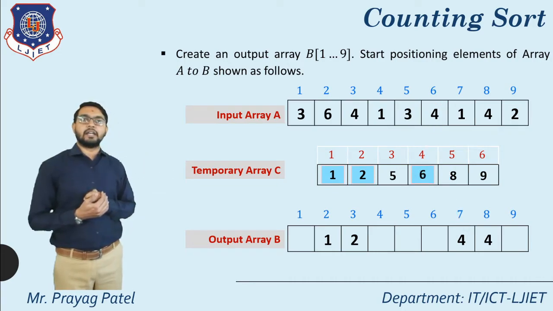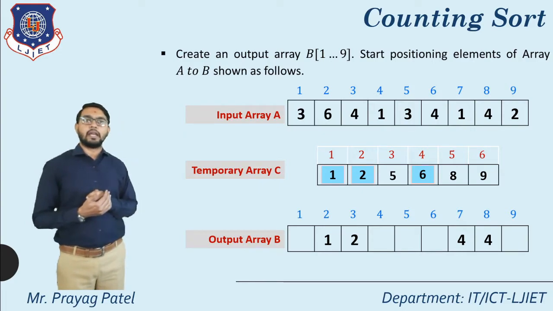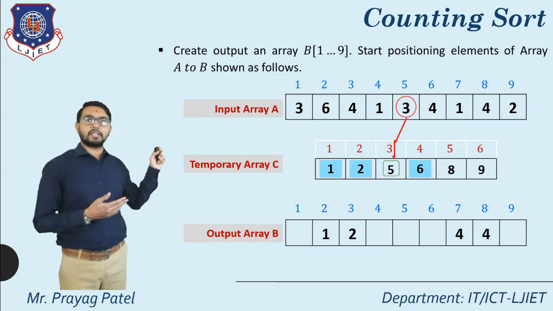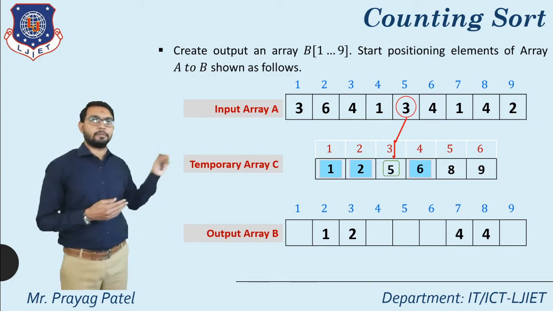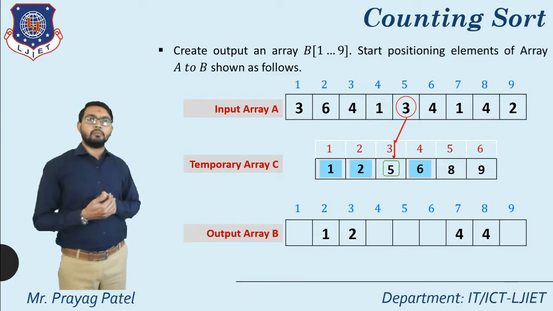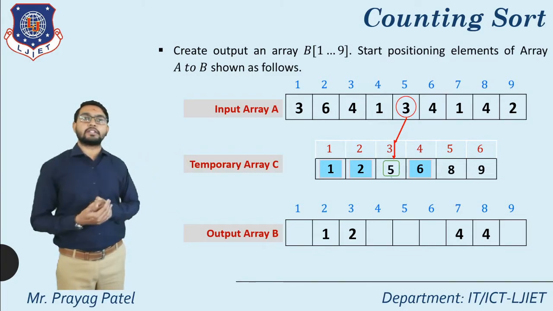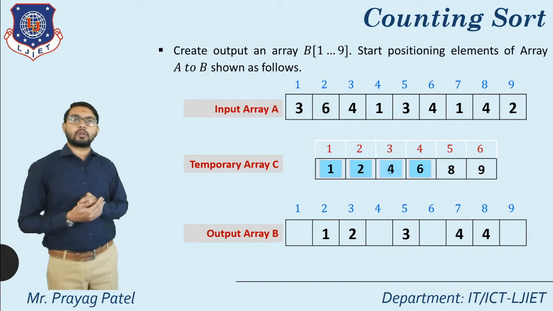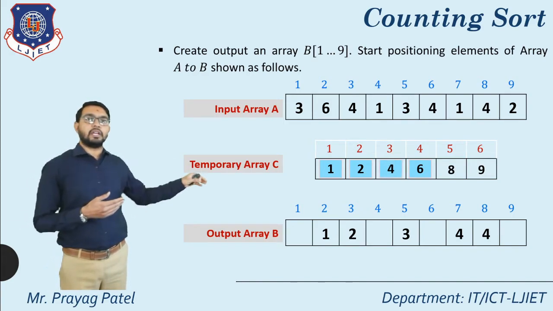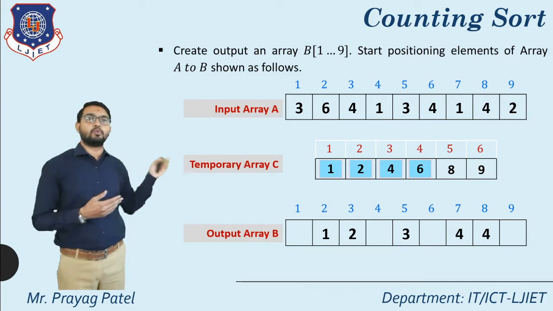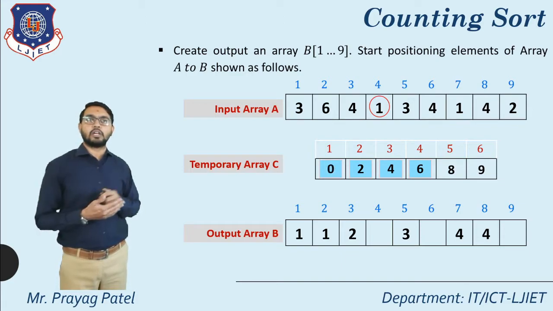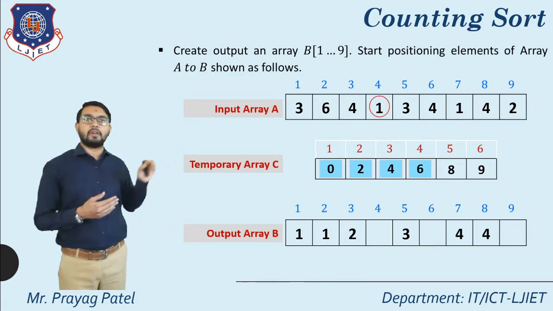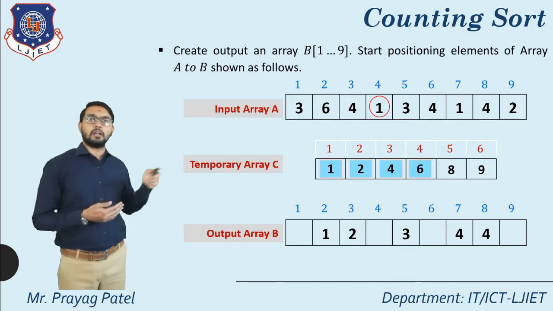Now consider the next location, number 5, A of 5. In A of 5 the value is 3. Consider C of 3, where the value equals 5. So in array B, put the value 3 at location 5. Now consider the next location, A of 4, and first we decrement C of 3 from 5 to 4. The value at A of 4 is 1, so consider C of 1, whose old value is 1. Put the value 1 at location 1 and decrement C of 1 to 0.